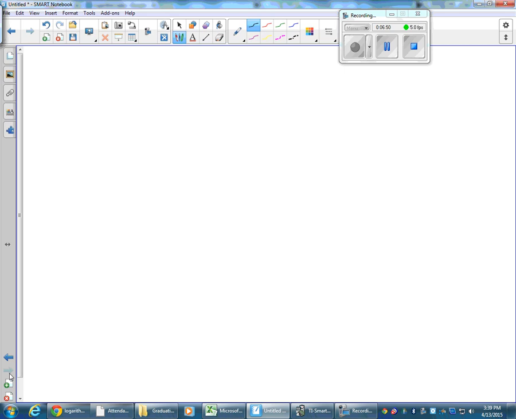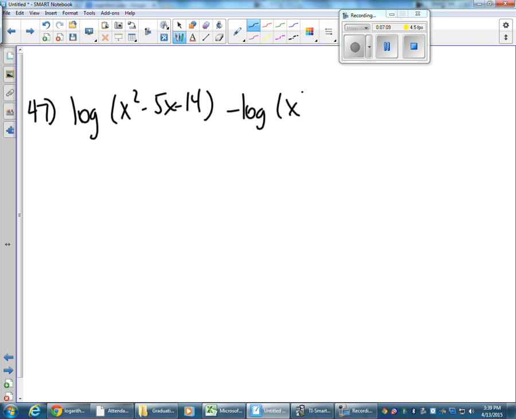All right. The next set asks you to combine and write as a single logarithm. So look at problem, I'm going to skip down to some of the tougher ones. Look at 47. The log of x squared minus 5x minus 14, says, if possible, simplify, minus the log of x squared minus 4.